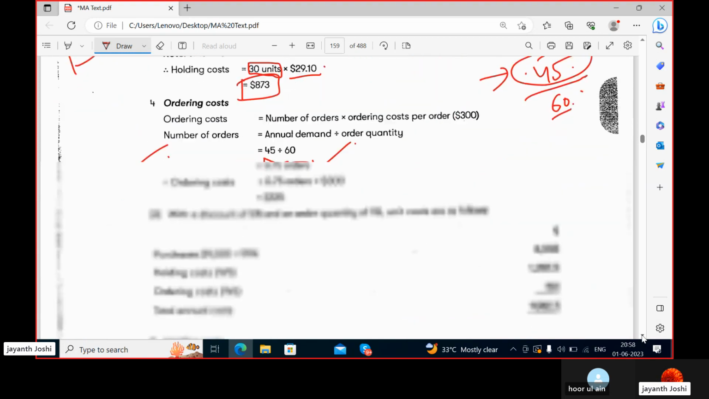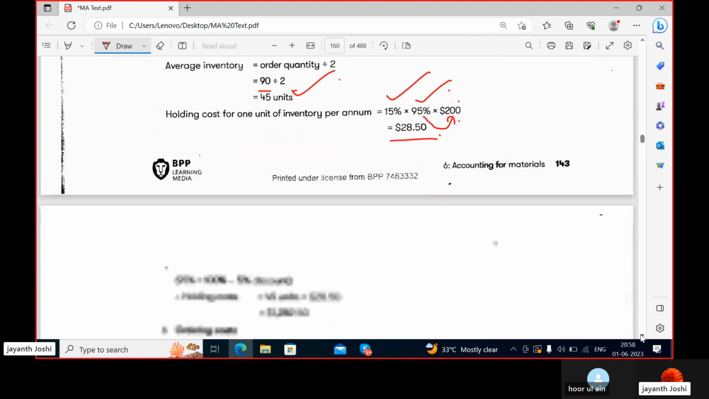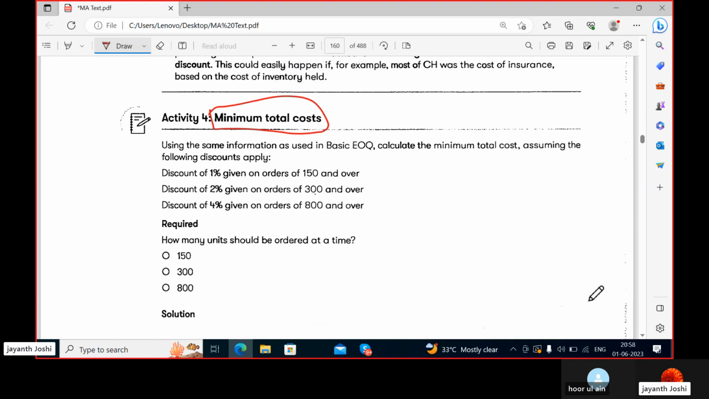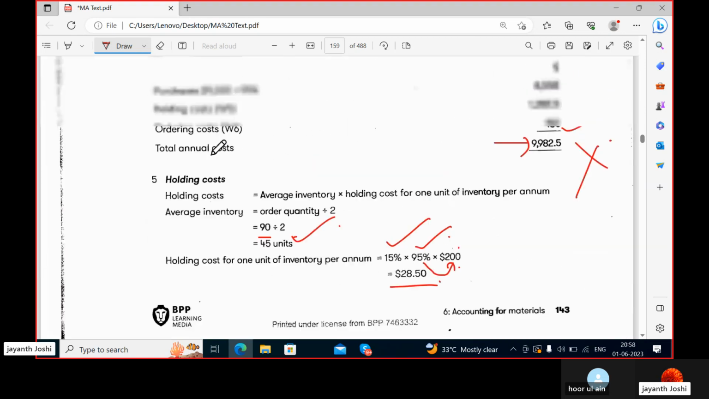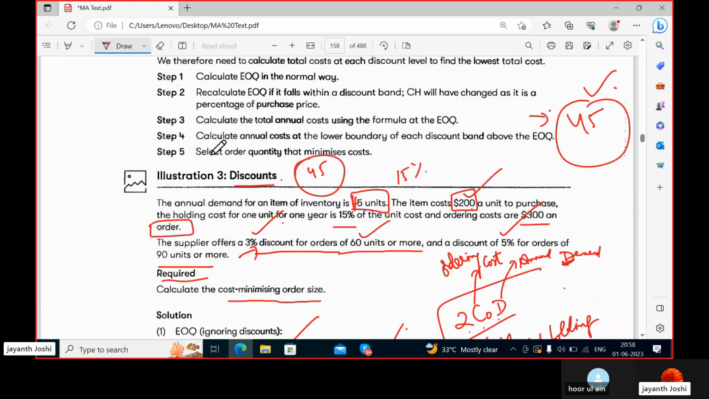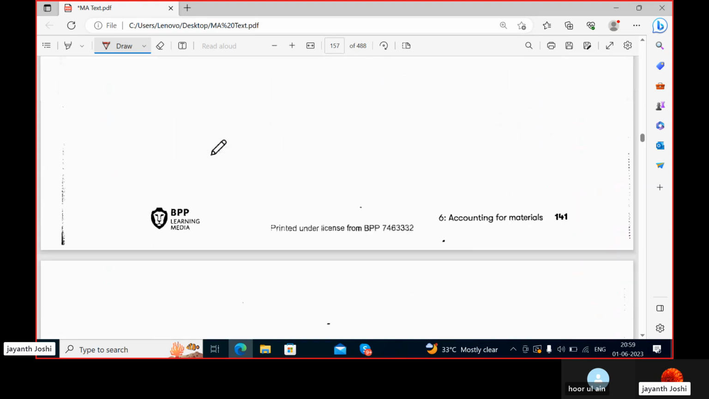So we'll go for the next thing. Minimum total costs. One more question is given to you. Using the same information as used in the basic EOQ, calculate the minimum total cost assuming the following discounts apply. This is the basic EOQ question we did, correct? Basic EOQ question is here.